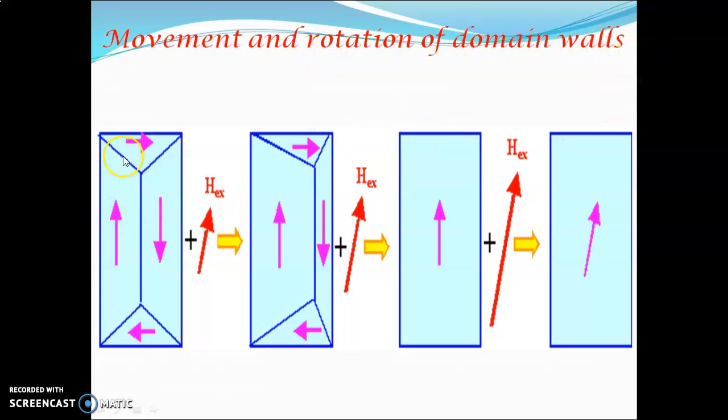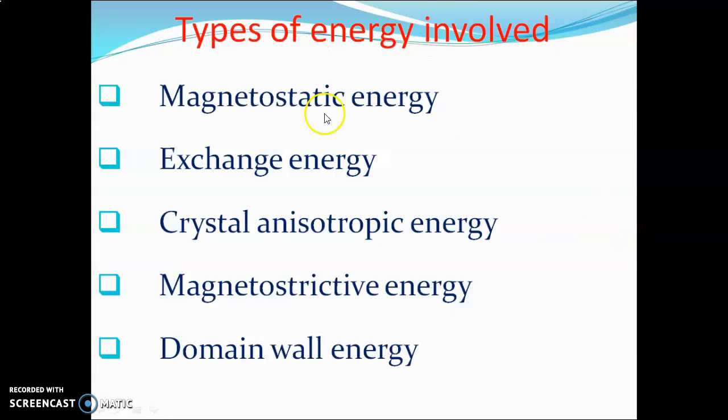So we are applying a magnetic field to the material. You can see the space which has been occupied and it came here, right? When you give more energy, it will be rotated and come to a particular direction. There are different types of energy involved in magnetic domain theory: magnetostatic, exchange energy, crystal anisotropy energy, magnetostrictive, and domain wall energy.